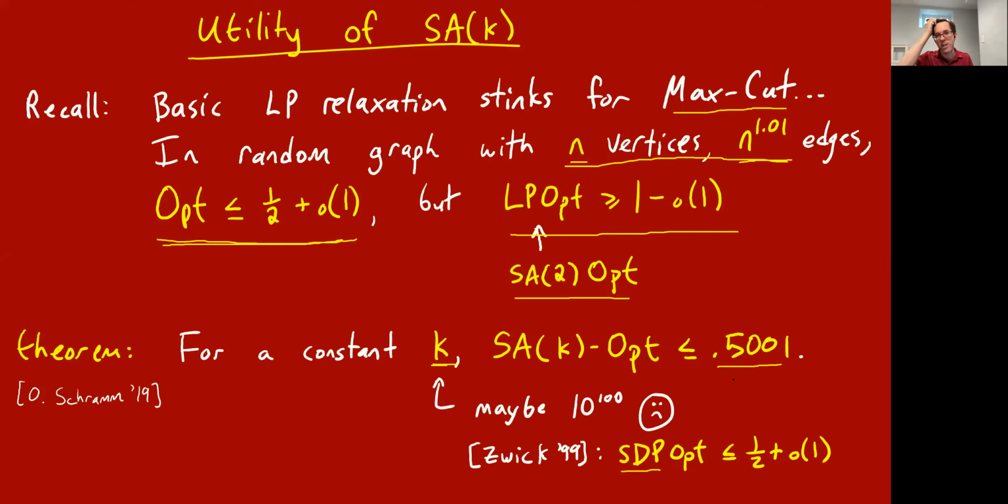It's a theorem of Zwick that whenever you have a graph whose max cut optimum is barely more than a half, the SDP optimum will also be just a little bit above a half, even with this little o of 1 with respect to n going to infinity. So yeah, this is one reason why there are some things in life that are better than the Sherali Adams proof system.